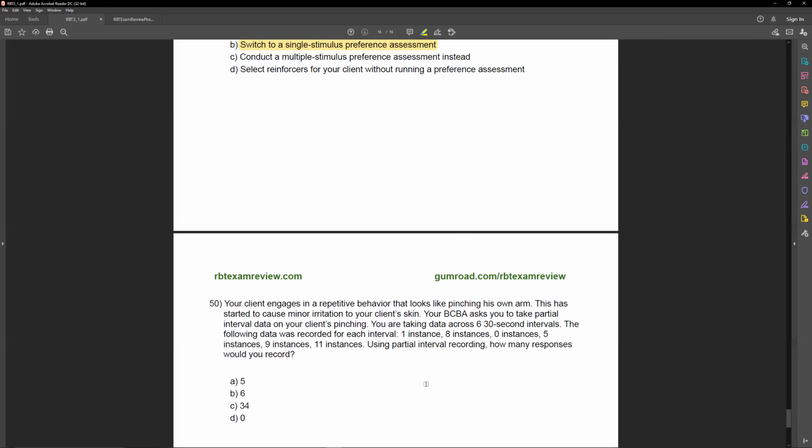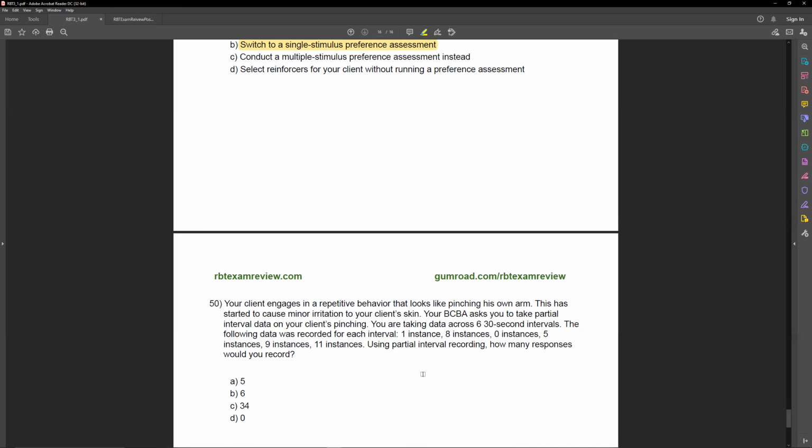Our data shows that during interval 1, there was a response. So we have 1 response. Interval 2, there were 8 instances. However, since it's interval recording, we only record what? 1 response. So now we have 2 responses. The third interval didn't happen, so it's a non-response. Fourth interval, 5 instances, gives us a response. Fifth interval, again, gives us a response. Sixth interval, 11 instances, gives us a response.